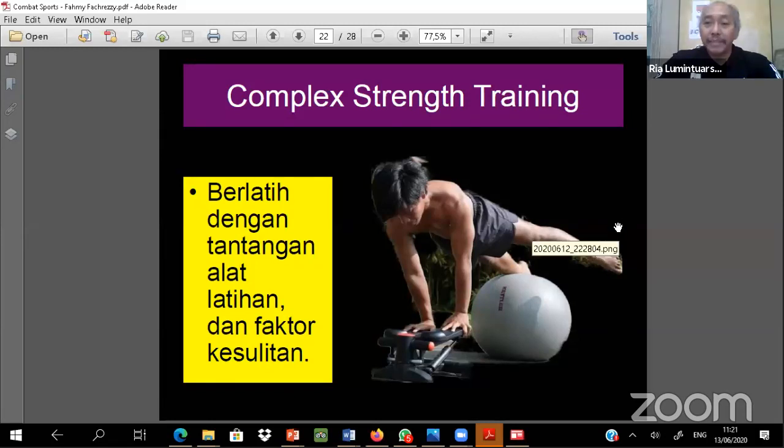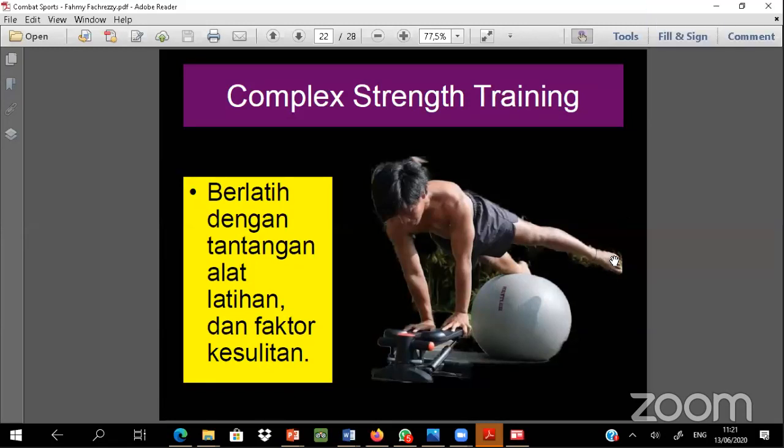Please turn on the mic, Pak Fahmi. Yeah, the mic, please, Mas Fahmi. Sorry.